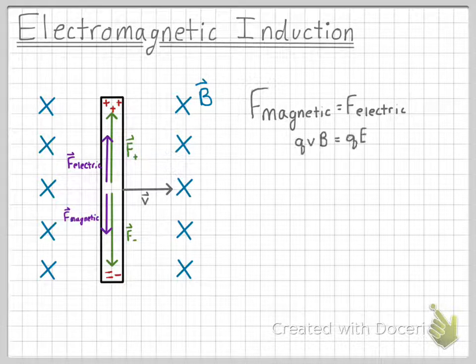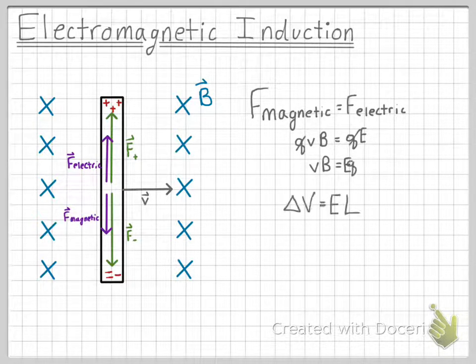The force because of the magnetic field is equal to QVB, and the electric force is equal to the charge multiplied by the electric field within the conductor. We can cancel Q on both sides, and we are left with the velocity multiplied by the magnetic field is equal to the electric field.